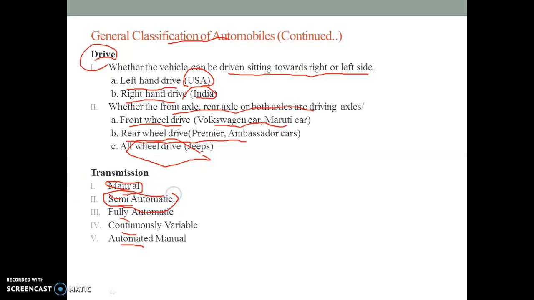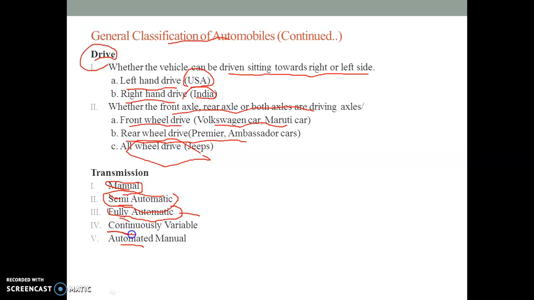Semi-automatic cars have a two-pedal transmission using manual operation of the standard gearbox with automatic clutch control, and these are obsolete now, so these are not in use. Then next is fully automatic. These employ a transmission that uses a combination of epicyclic gear trains and a torque converter. For example, cars with the Mercedes 7G Tronic. That is one example of a fully automatic transmission system.